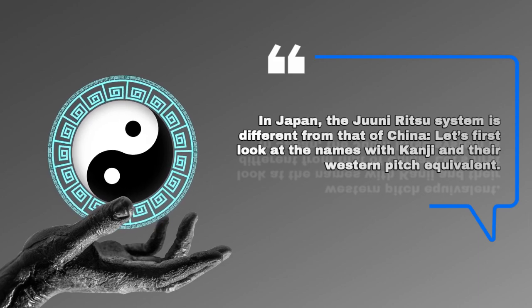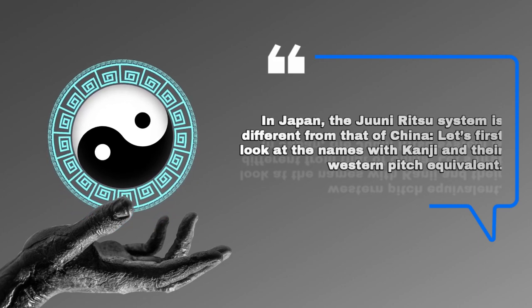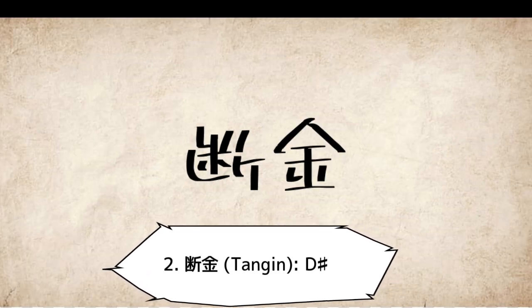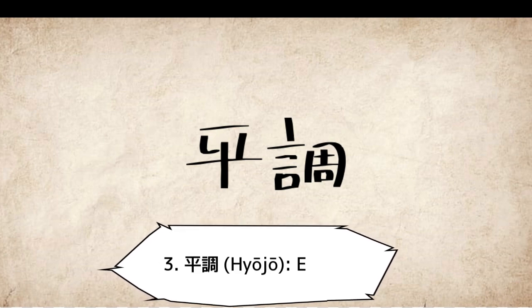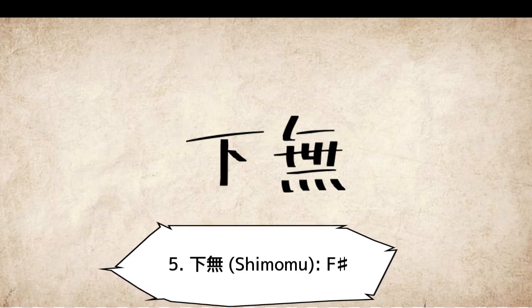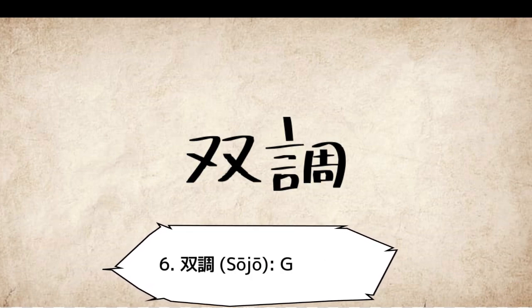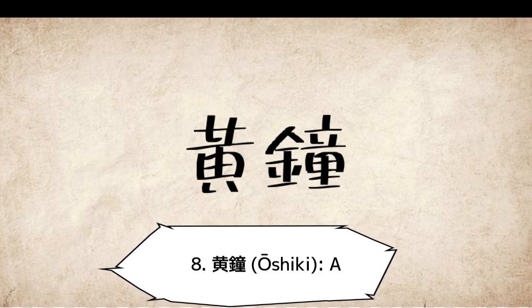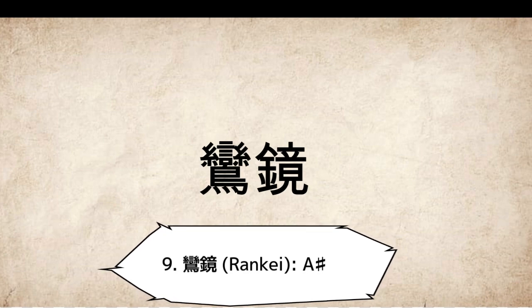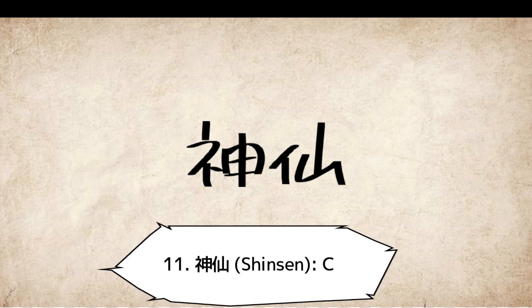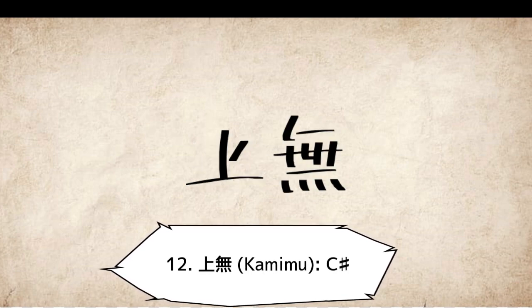Let's first look at the names with kanji and their Western pitch equivalent. Ichikotsu, D. Tangin, D sharp or E flat. Hyōjō, E. Shōzetsu, F. Shimomu, F sharp or G flat. Sōjō, G. Fushō, G sharp. Oshiki, A. Rankei, A sharp or B flat. Banshiki, B. Shinsen, C. Kamimu, C sharp or D flat.